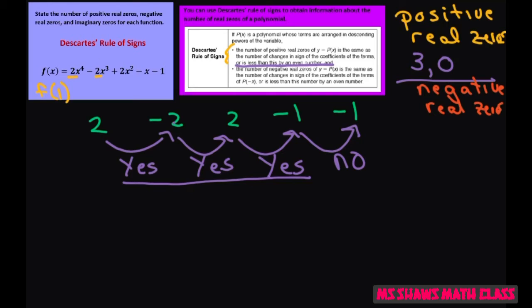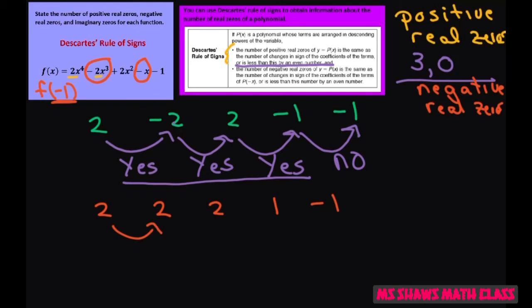All right. We do the same thing, except instead of f of 1, let's plug in f of negative 1. And when you plug in f of negative 1, it's just going to change this one and this one, the ones with odd powers. So we're going to get 2, 2, 2, 1, negative 1.